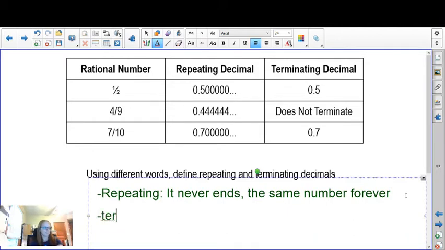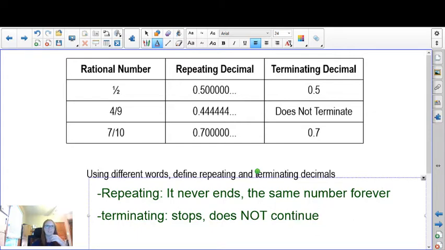Terminating, I missed a letter, terminating decimal means that it stops. It does not continue. Something to that effect.